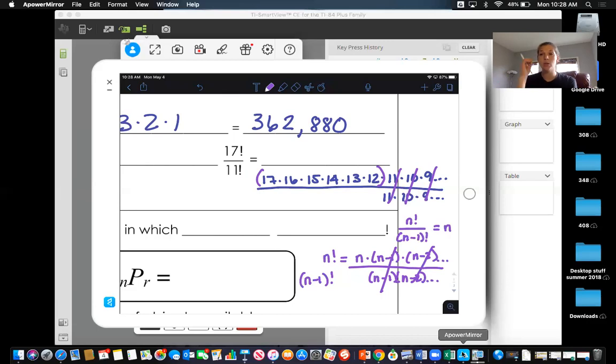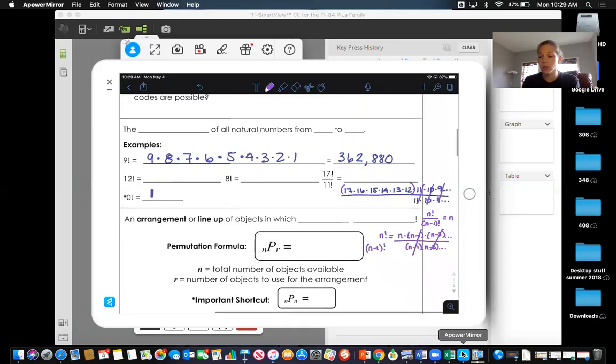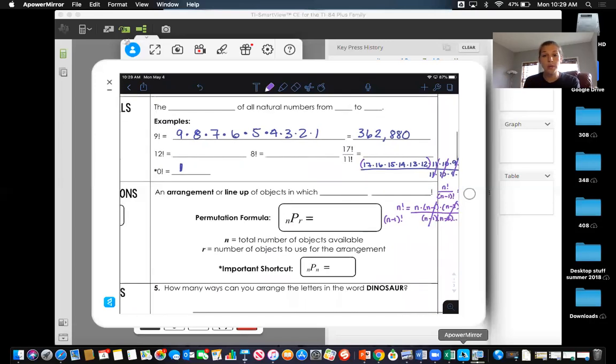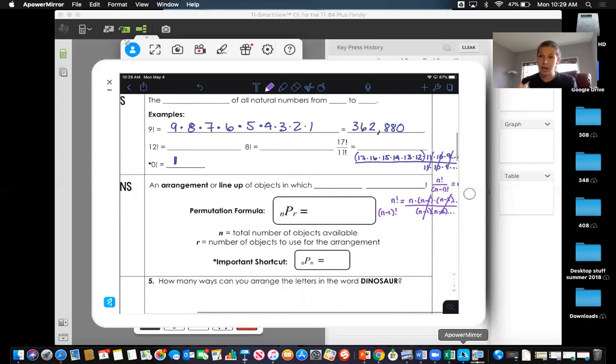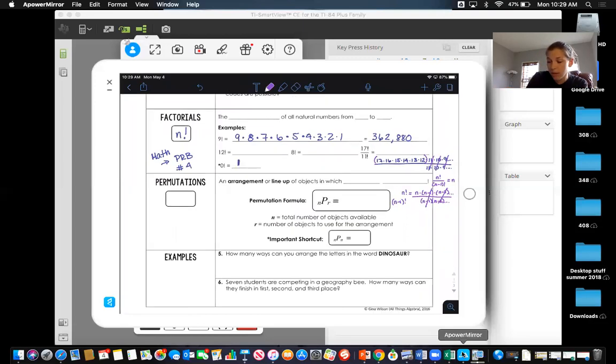Make sure you are subtracting 1, not adding 1. Adding 1 is a common mistake. Make sure you're subtracting. All right, so then we've got something called a permutation versus a combination. And I need you to know that with a permutation, the biggest thing, and I'm going to emphasize this a bunch, is that order matters.